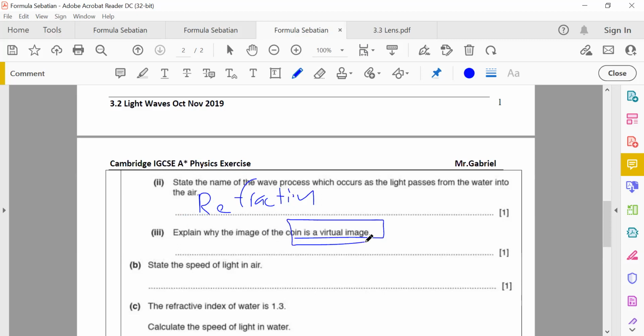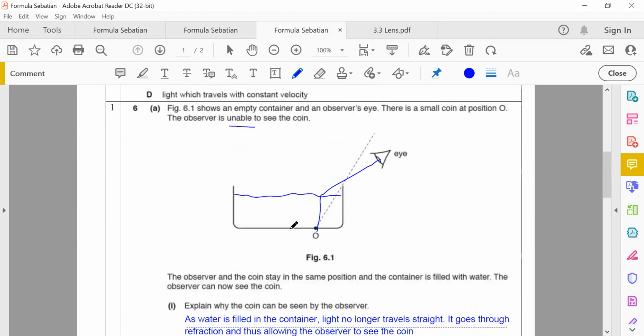Now, this is a very important question, guys. How come the image of the coin is considered a virtual image? It's because, guys, like I mentioned many times, our brain perceives light to travel in a straight line. So what happens, right? Even though the light actually bent like this, our brain thinks that the light is traveling like this, in a straight line here, and this is where the image is seen, guys.